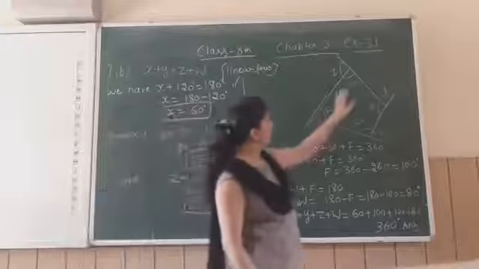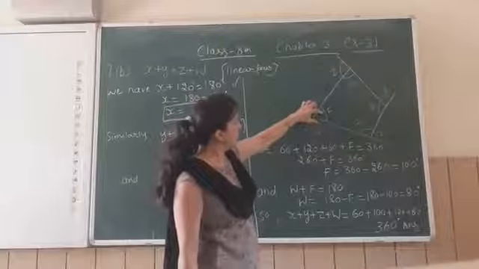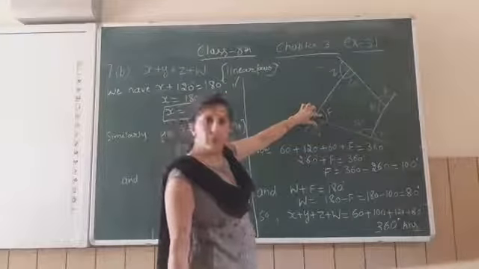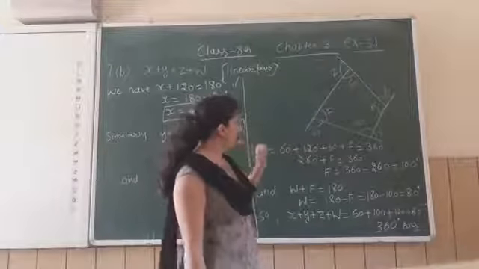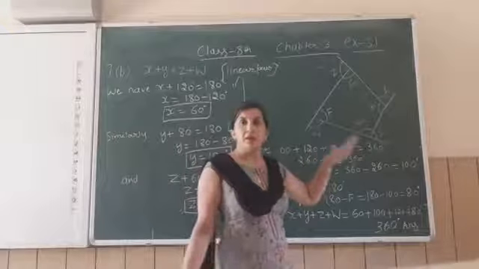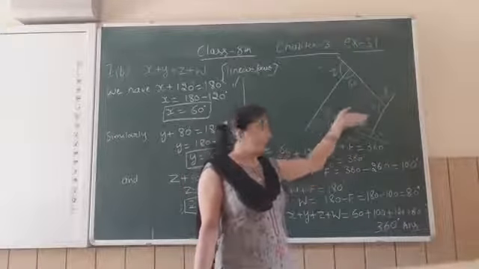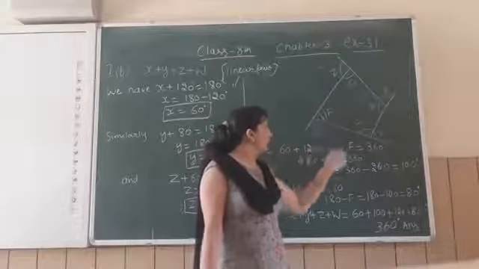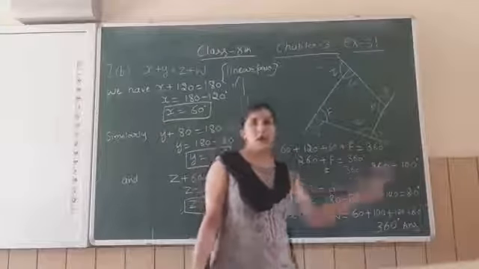Now we have found x, y and z. What about w? W is here, and I have named this angle f. W plus f is 180. If we can find f, then we can find w also. We know that the sum of all angles of a quadrilateral is 360 degree. So 60 plus 80 plus 120 plus angle f is equal to 360. After calculating, we get f is equal to 100 degree.